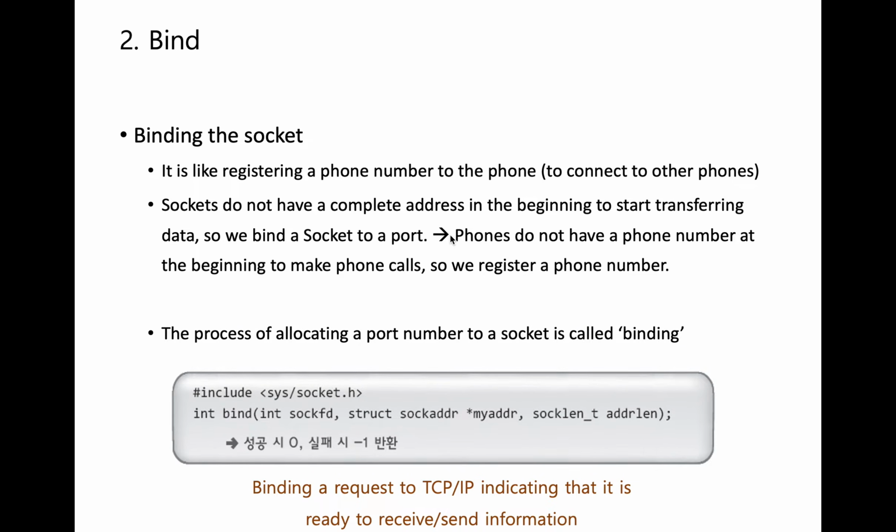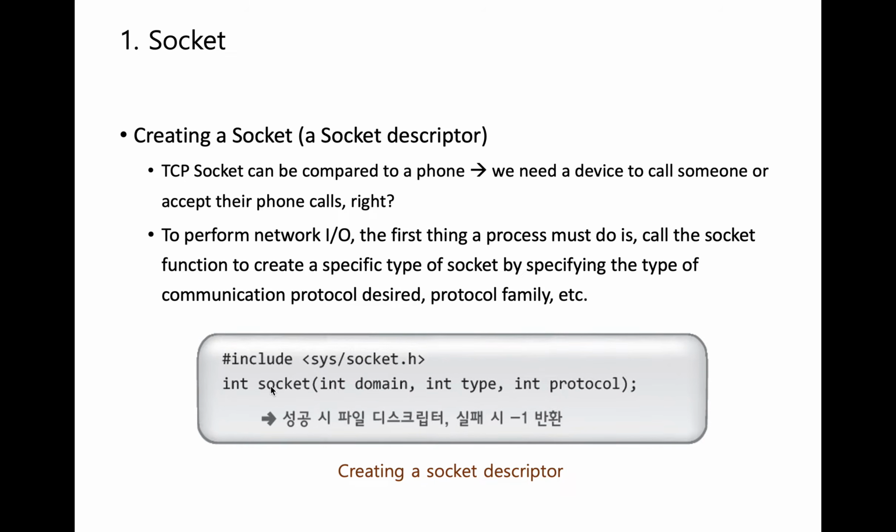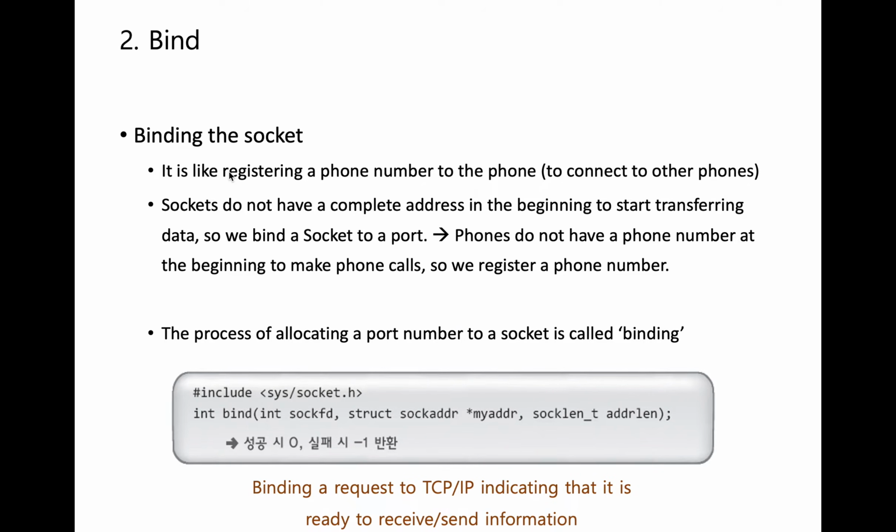Okay. The second step is binding the socket. So we have already created a socket by calling this socket function, right? Where we specified the domain, then the type of the socket, and then the protocol, which kind of protocol it uses, TCP or UDP. And now we have to bind that socket to a specific address, to a specific port in our device. So let's try to understand what binding is.